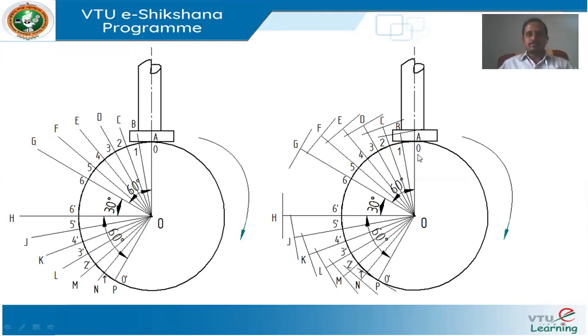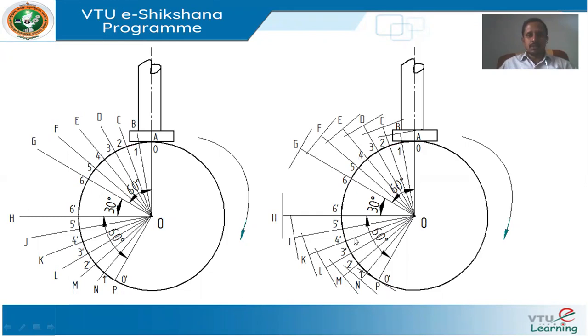For example, A coincides at 0, and here we can see this is the bottom of the flat face. Now through B, we need to draw a line. This line length is equal to the bottom of the flat face, and this line must be perpendicular to OB. Similarly, through C, perpendicular to O2. Through D, perpendicular to OD. Through E, perpendicular to OE. Through F, perpendicular to OF. Through G, perpendicular to OG during outstroke.